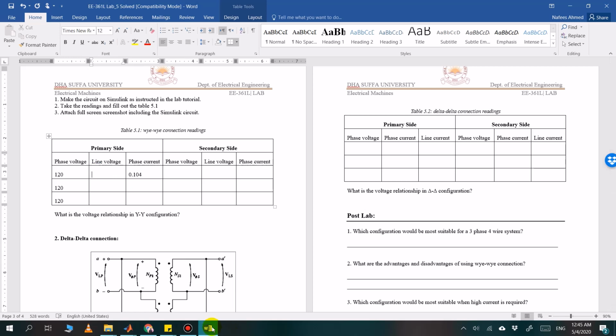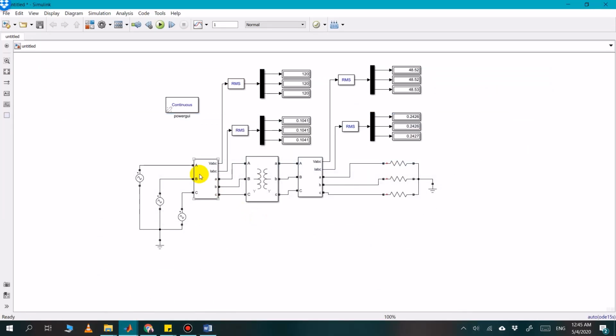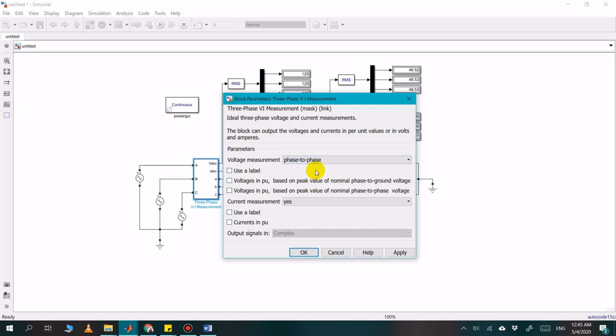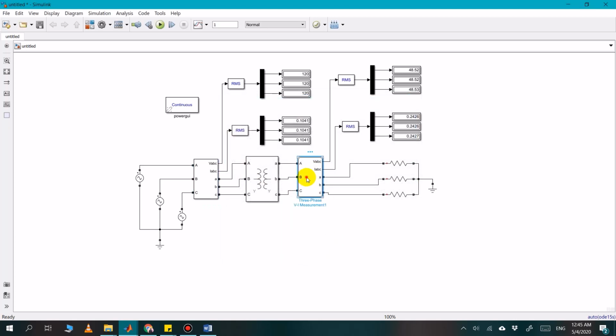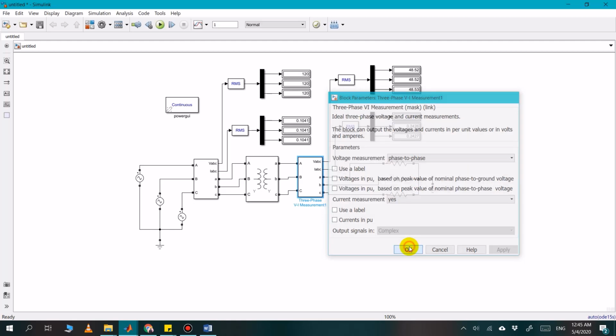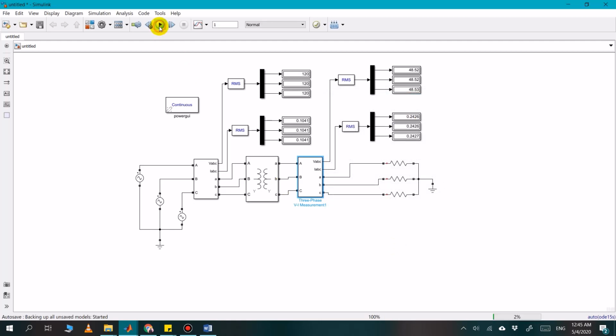For the line voltage, we have to change it to the phase to phase voltage. Phase to phase voltage and line voltage is the same thing, so do this for the load side too. Now we will get the line voltage. As expected, we are getting 208 volts.